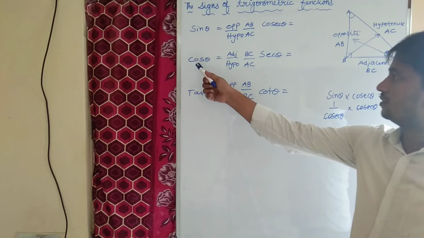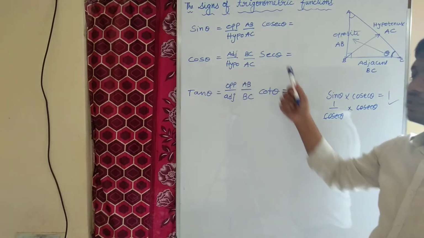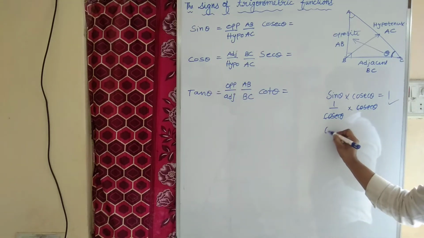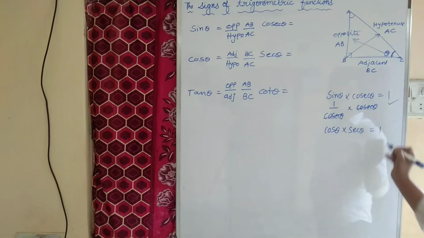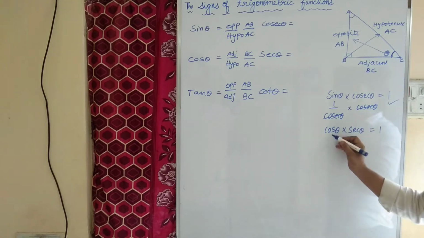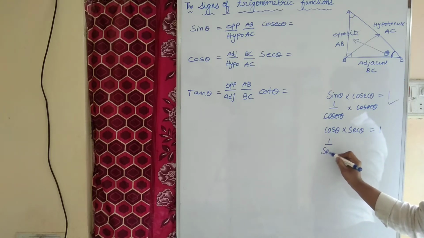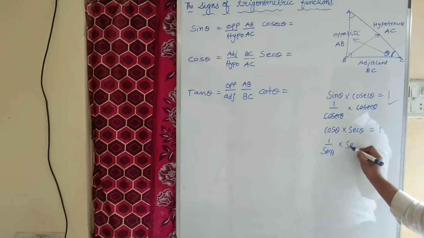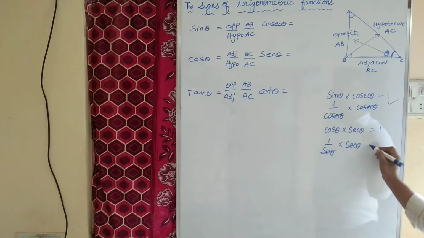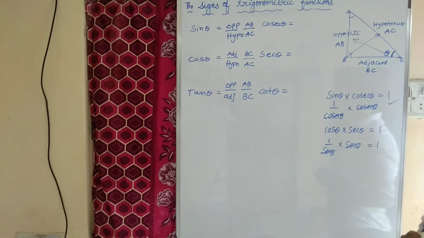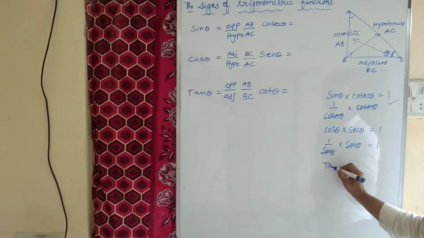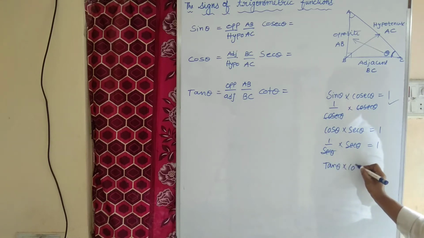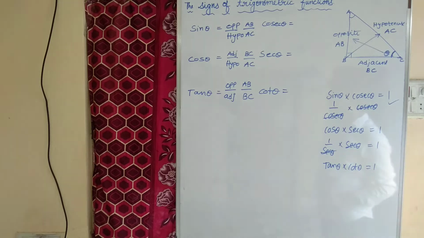Similarly, the reciprocal of cos theta is sec theta. So cos theta into sec theta is equal to 1. Cos theta we can write as 1 by sec theta, into sec theta. Sec theta gets cancelled, you will get 1. Now coming to tan theta into cot theta is equal to 1.